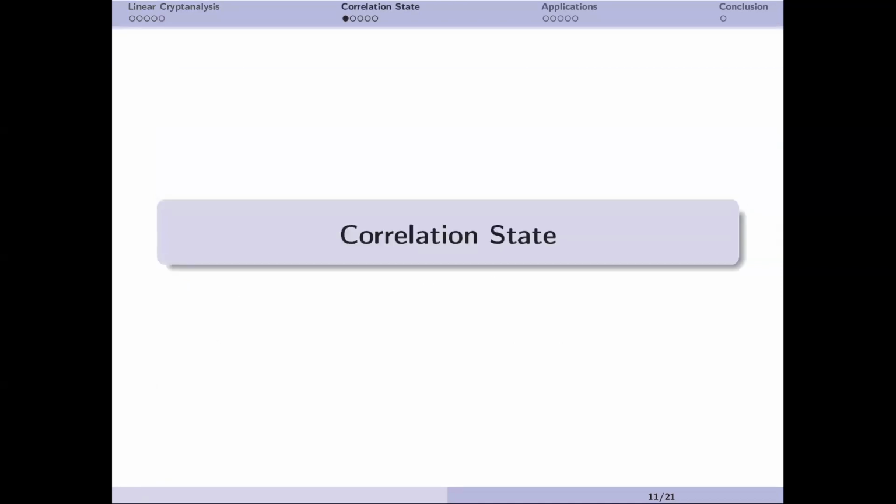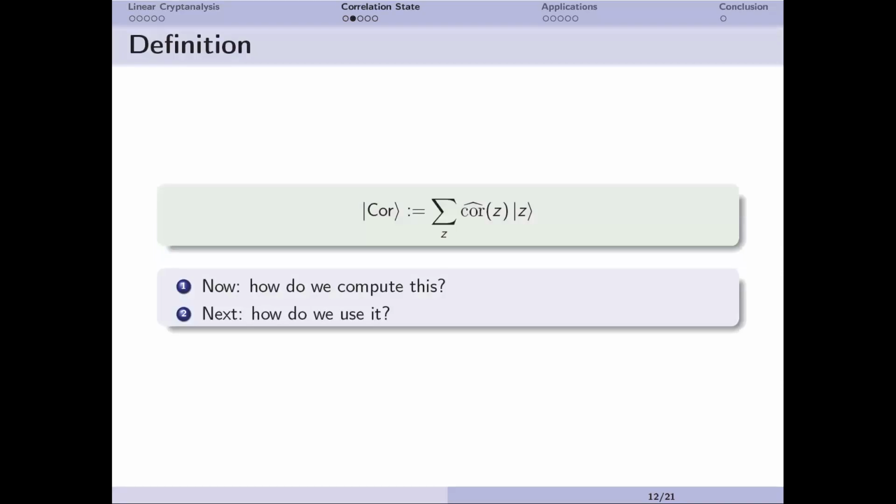So that was for the linear cryptanalysis using the FFT. And now we're going to see how we can try to do that in the quantum setting. And in the quantum setting, I'm going to introduce what we call a correlation state, which is simply a quantum state with the correlations, not intensive at all. And the question, well, the most technical point is going to be how we compute it. And then another interesting point is going to be, well, how we can use that to do some cryptanalysis.